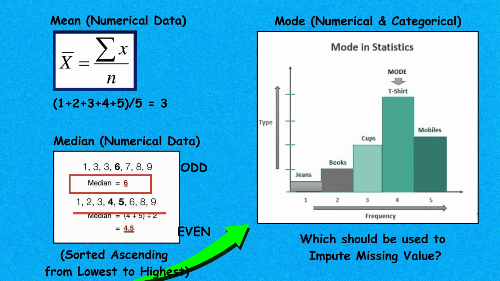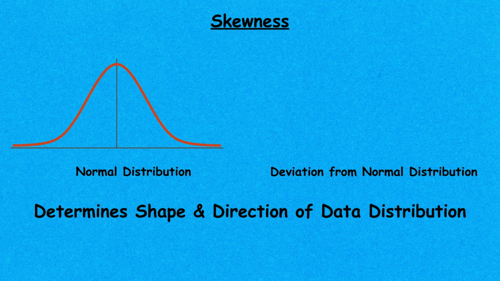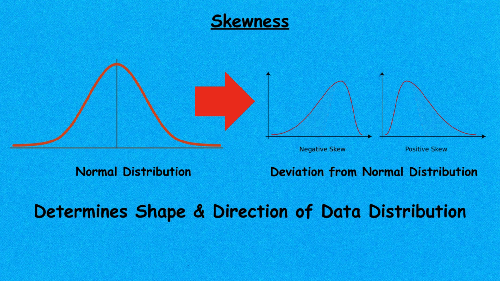To answer this, let's understand the basics of skewness. Skewness is a statistical term that tells us about the shape and direction of a data distribution, especially how it deviates from a normal or bell-shaped curve. In simpler terms, skewness helps us understand whether the data is leaning more to the left or the right. There are three main types of skewness: left-skewed, right-skewed, and zero-skewed.